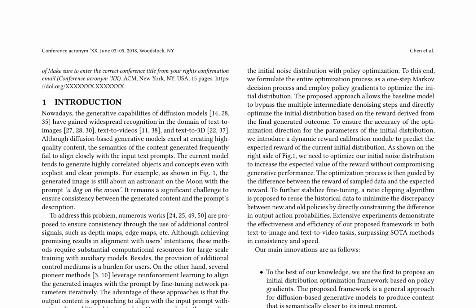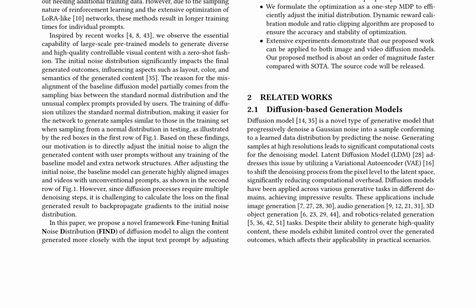The proposed FIND framework formulates the entire optimization process as a one-step Markov decision process and employs policy gradients to optimize the initial distribution. The authors introduce a dynamic reward calibration module to predict the expected reward of the current initial distribution, guiding the optimization process. A ratio clipping algorithm is also proposed to reuse historical data and minimize the discrepancy between new and old policies.